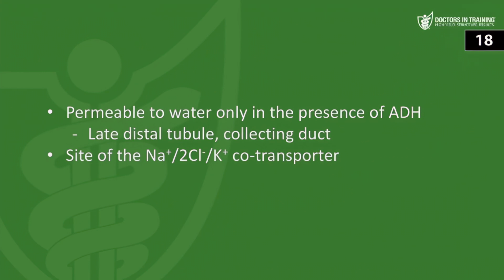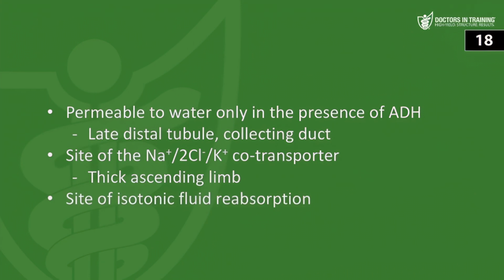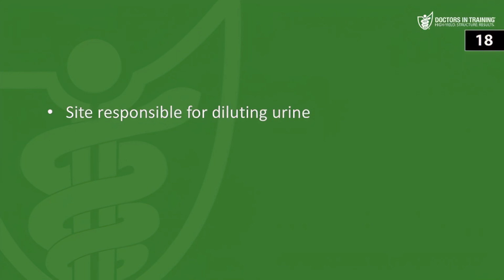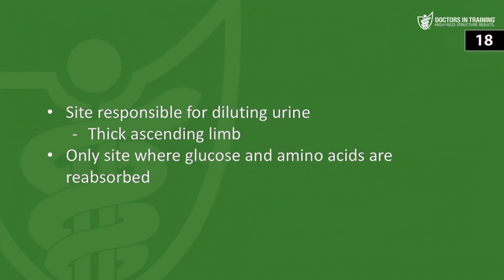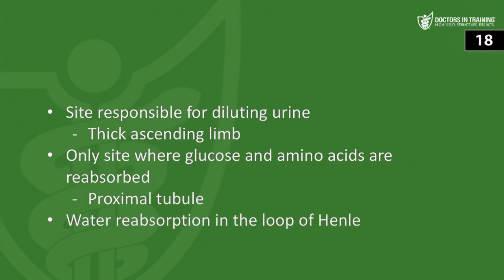The site of the sodium chloride potassium cotransporter is the thick ascending limb. The site of isotonic fluid reabsorption is the proximal tubule. The site responsible for diluting urine is the thick ascending limb. The only site where glucose and amino acids are reabsorbed is the proximal tubule, and water reabsorption in the loop of Henle takes place in the thin descending limb.